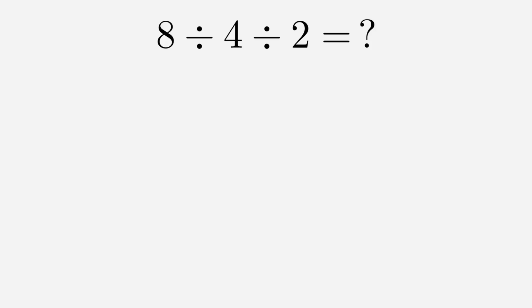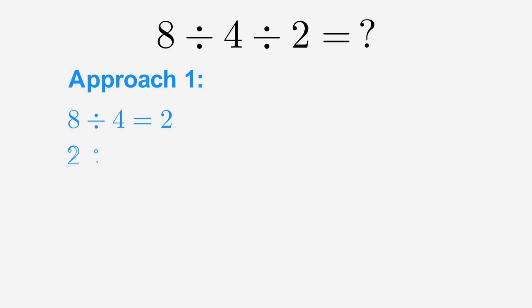Quick math test, 8 divided by 4 divided by 2. What's the answer? Most people get this wrong, and I know exactly why. Here's what you probably did. You saw 8 divided by 4, that's 2. Then you thought, 2 divided by 2, that's 1. So your answer is 1.